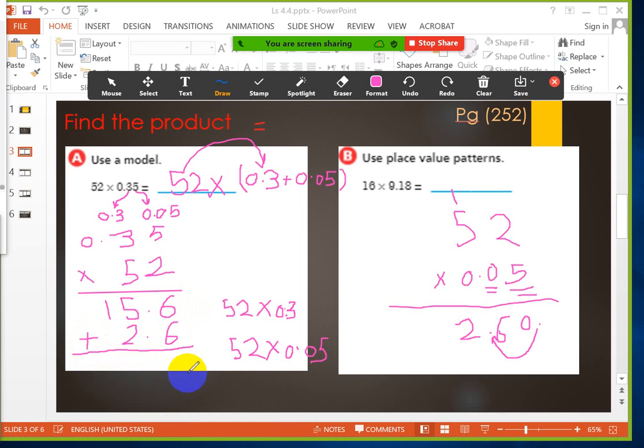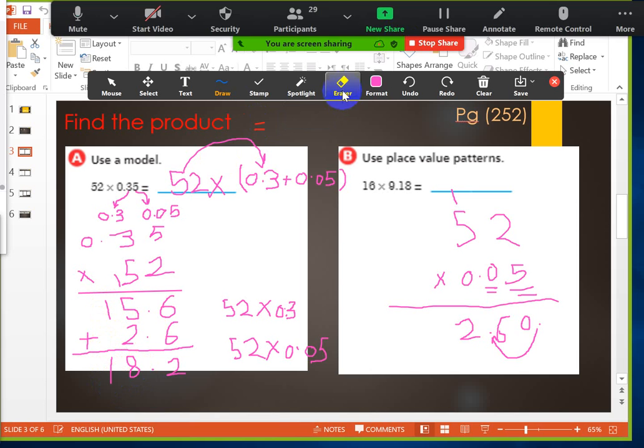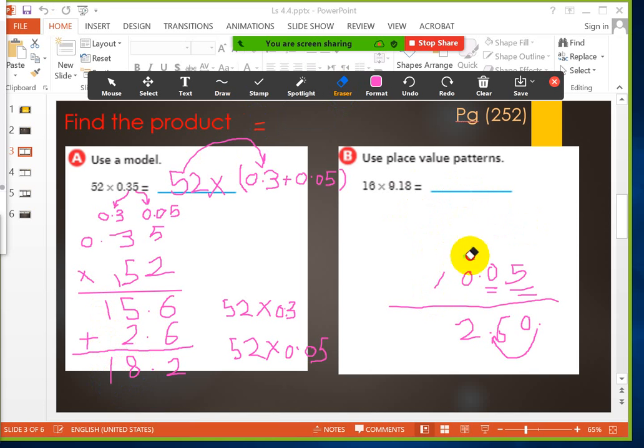Now I will add the numbers. 6 plus 0 equals 6. I will take the decimal point and put it right here, as we learned in addition. 5 plus 6 equals 11. I will put 1 here and carry the 1. So the final answer is what? 18.2.